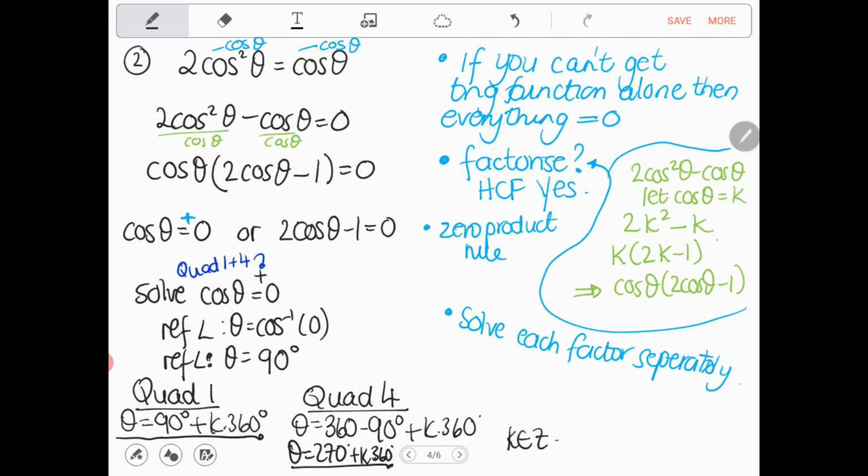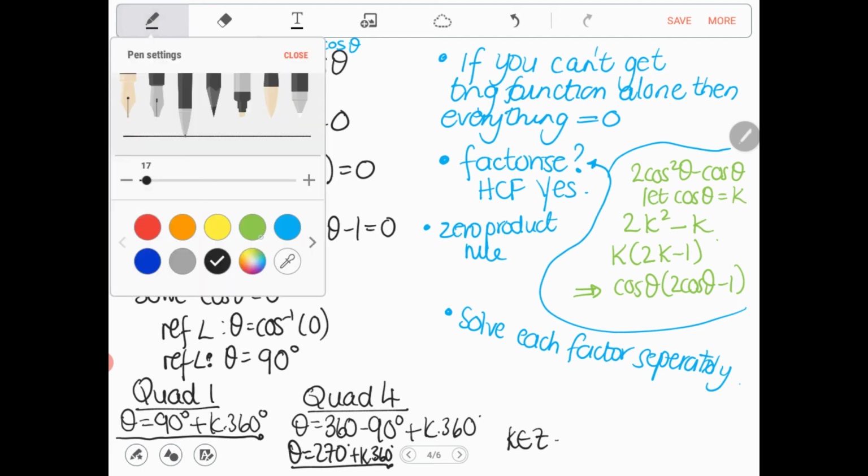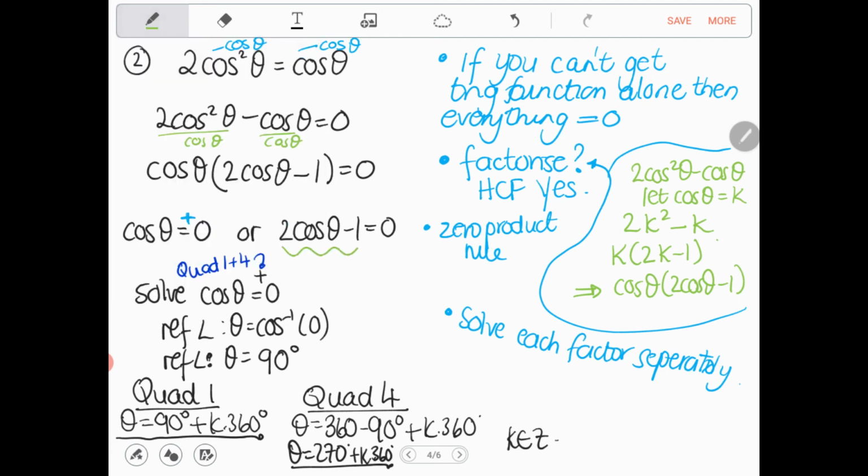Now, please don't forget to go back and pick up your other factor as well. We need to finish that. So don't forget to solve this. We're going to go back and take this one. I'm just going to add a page.